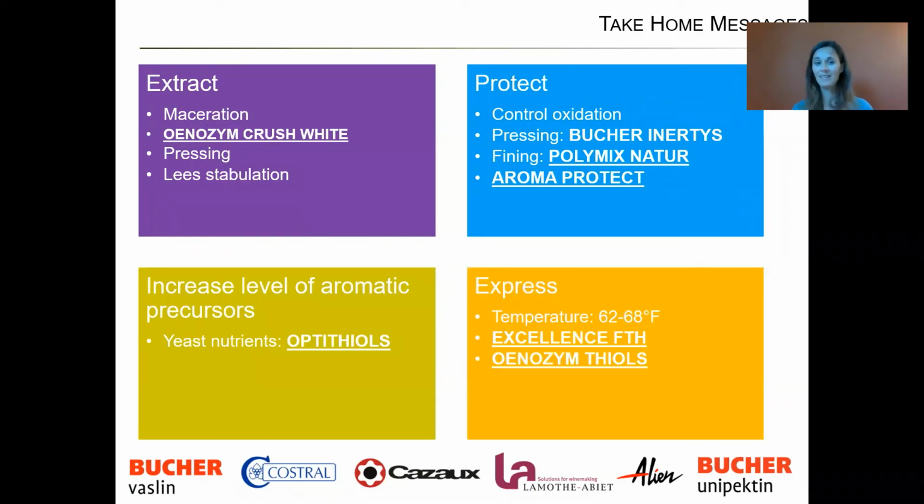The last part that is one of the most important is the expression of all these precursors, because it's great to have a lot of precursor, but we have to make them volatile to really taste them in the wine. Management of the fermentation is essential. The temperature plays a big role, but what plays the most is the yeast. I recommend the Excellence FTH, so that's for, again, whites and rosé. And then the use of an enzyme thiols during fermentation to really increase the amount of acetate 3-MH, but also pre-bottling to just give some freshness and boost the aromatic expression of your wine just before bottling.